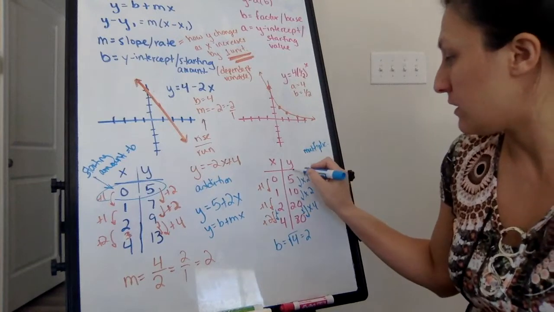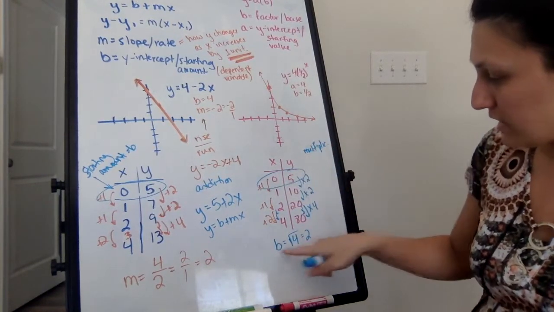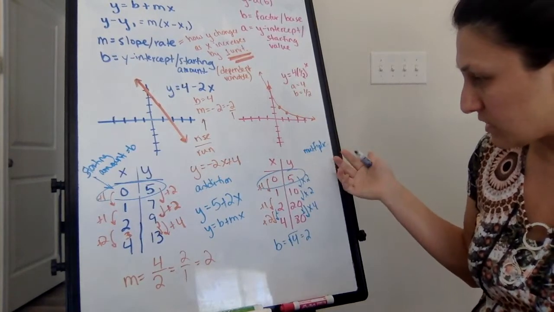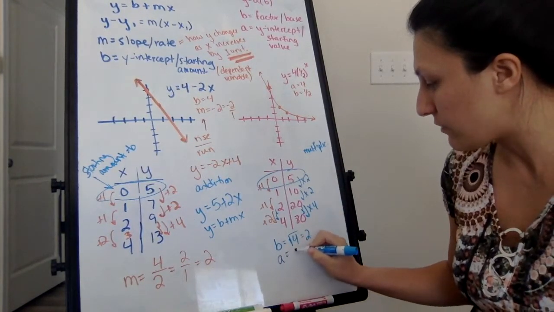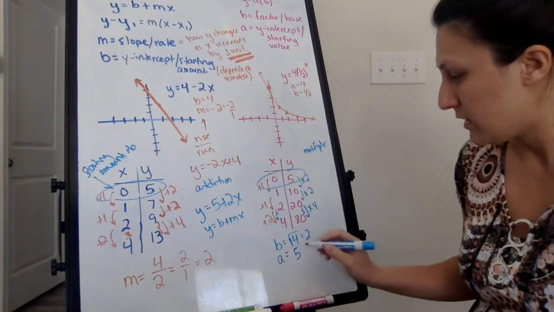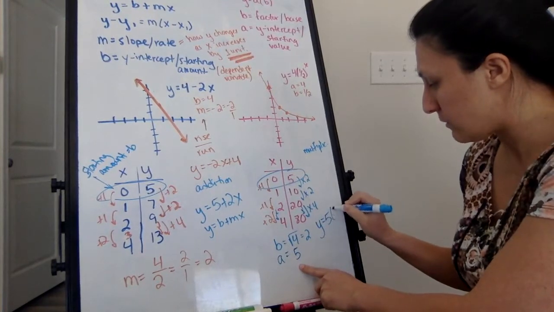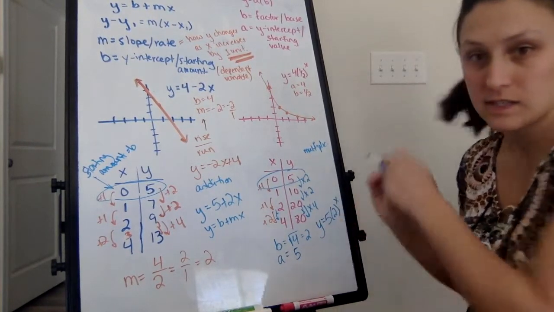Now, if you want the equation for this function, this is an exponential function. The base is 2, because you're multiplying by 2 each time. The a value is 5, because that's your starting value. It's right there. It's where x is 0. So the equation of this function is 5 times 2 raised to the x power.